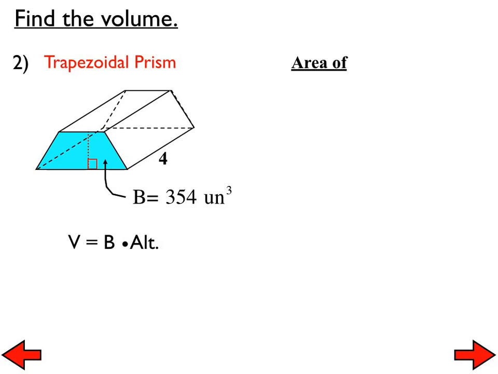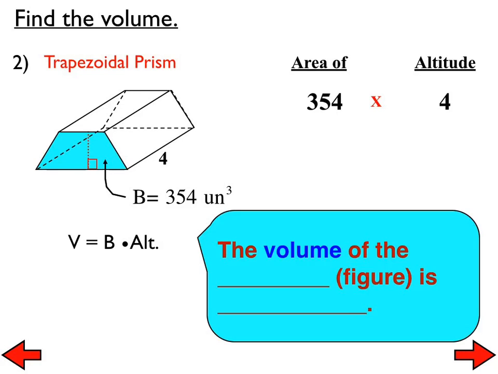Area of the base times the altitude. That's how we find the volume. The area of the base is 354. The altitude, now this is lying on its side, and sometimes you have to visualize that. So we need to find the area of the trapezoid and multiply it by its altitude. So the volume of the trapezoidal prism is 1,416 units cubed.